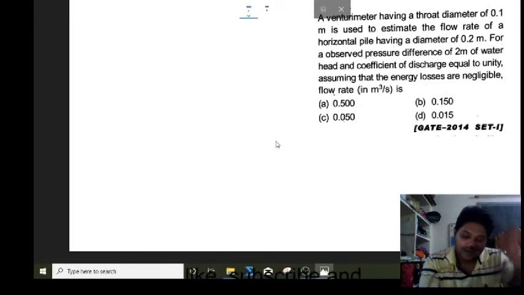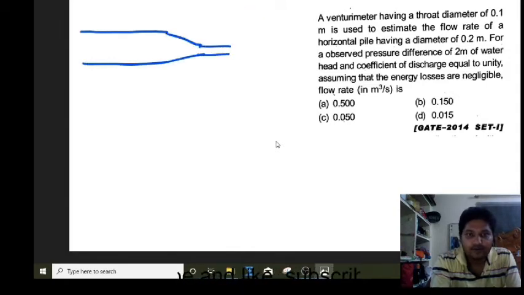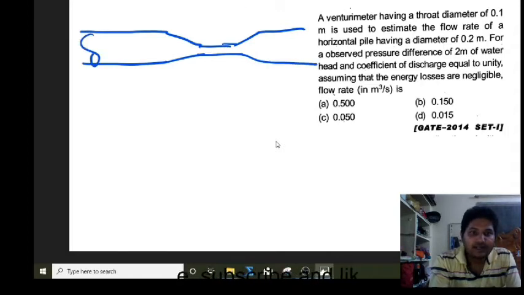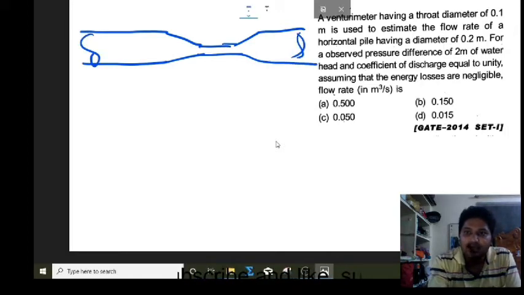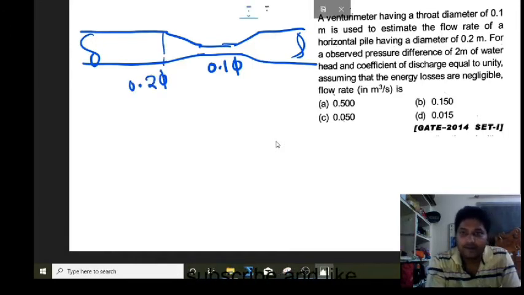Here it is saying a venturimeter is there. So this is my venturimeter. It is saying that the throat diameter is 0.1 meter, used to estimate the flow rate of a horizontal pipe. This is horizontal. A pipe diameter is given to you as 0.25. And for an observed pressure difference.